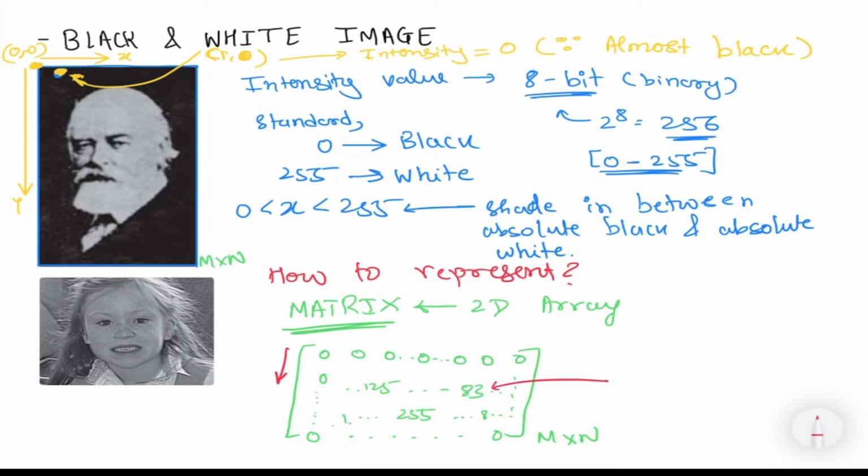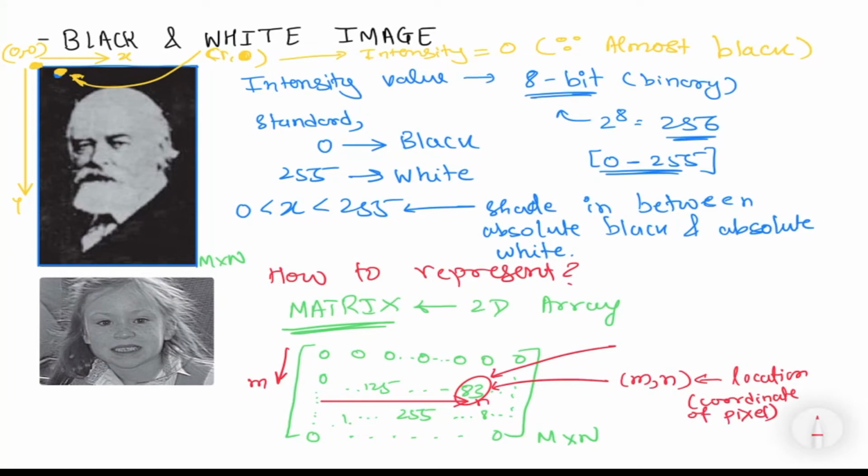Suppose we consider 83. We have matrix coordinates as m as we move down the rows, and n as we move along the columns, across the columns. So we have the coordinate of this pixel as m comma n. The pixel at location m comma n with origin at top left has an intensity of 83. That is how this matrix is interpreted, and this is how a computer sees an image. It just sees a matrix with different intensity values assigned to different locations, that is, coordinates that are pixel locations.